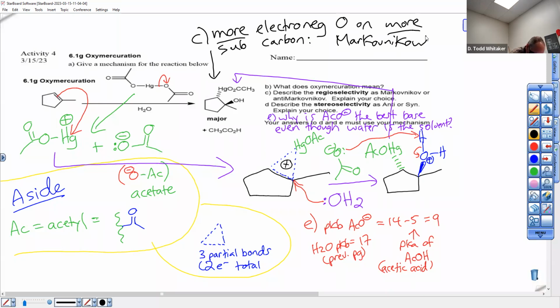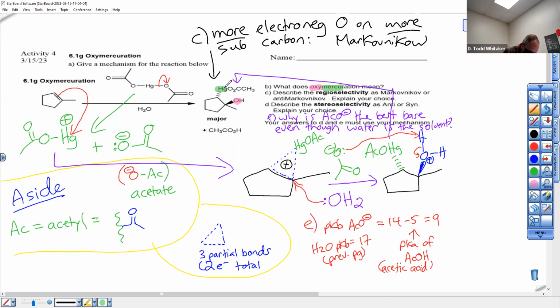What does oxymercuration mean? Here's my answer. I love this answer. Oxymercuration. Done. You like my answer? It's a good answer. That's part D, color-coded.